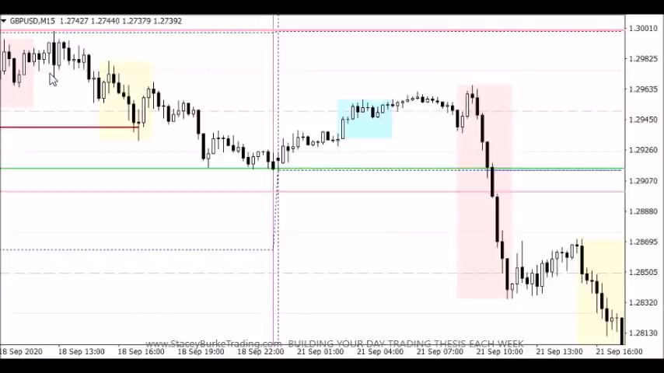Traders have shorted this up here in the U.S. session, anticipating potentially a reversal on Friday. They don't get that. But the market comes back, stop hunts into the trend, into the move down, back up inside, makes a higher low.